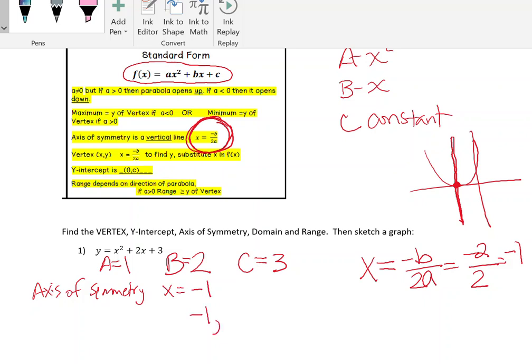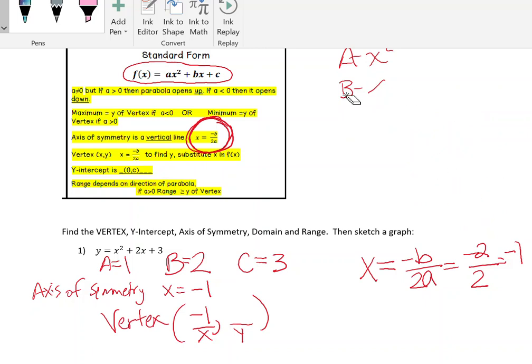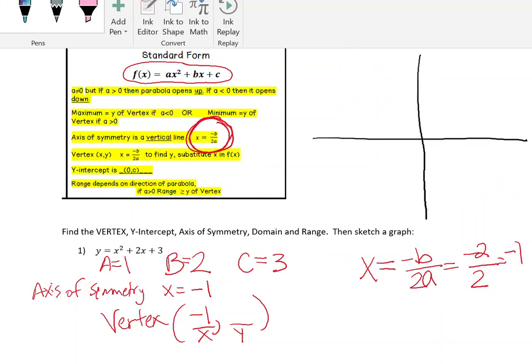And that also tells me the x value of the vertex. And remember, the vertex is the point in the middle of the parabola. So if we went ahead and tried to sketch a graph here of our parabola, we would know that the axis of symmetry is along x equals negative 1. That's the middle of the parabola. Now we know that our vertex is somewhere on that dotted line. Now we just need to figure out the y value of the vertex.